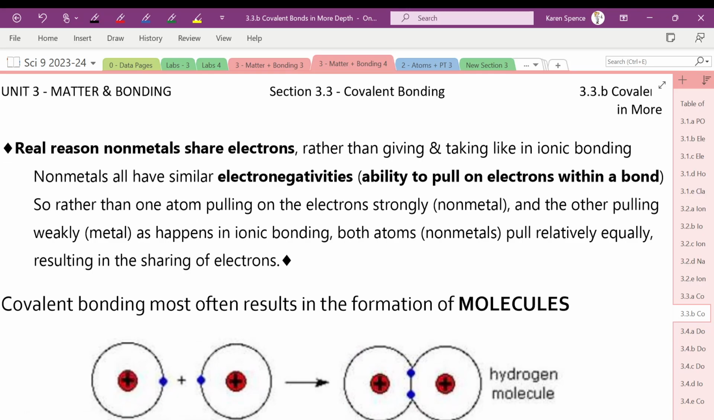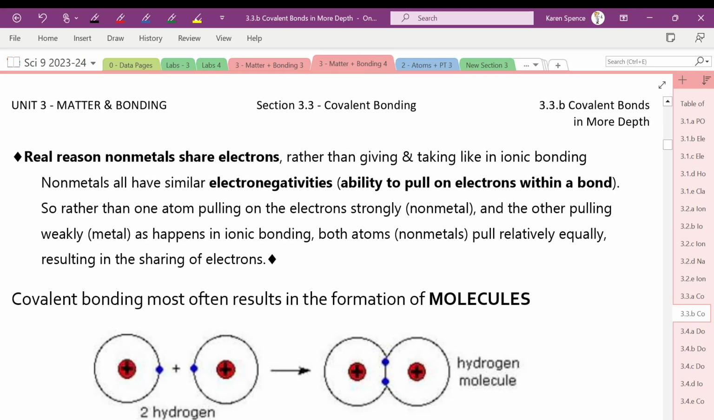You do not need to know this unless you're interested in the enriched stuff. Non-metals all have similar electronegativities. And remember, electronegativity is how much they like to pull on electrons. So do you remember when you were covalently bonding, both of you were pulling on those electrons equally, right? So that's why you end up sharing. But when you were ionically bonding, one of you was like, here, have this electron. And the other one was like, I'm going to keep them. They're all mine. Yes?